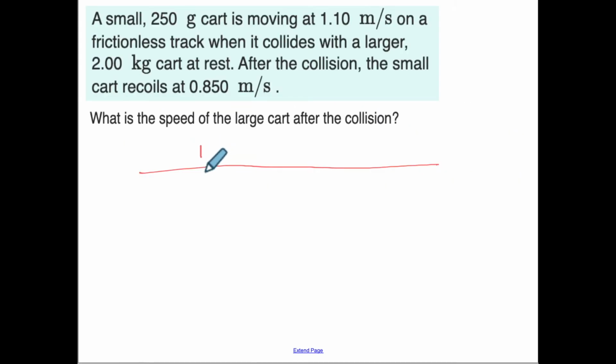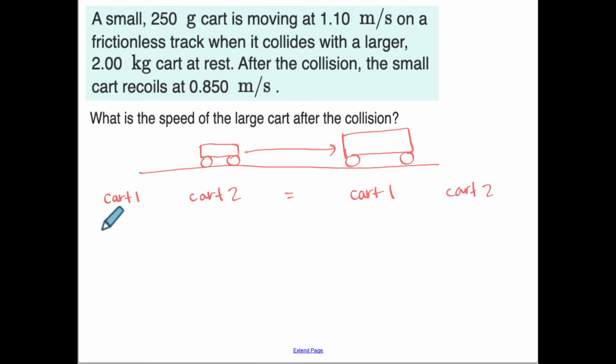In this case, we have this small cart that's going to collide with a bigger cart. Our first object is going to be cart 1, and then we're going to have cart 2, and then on the other side, we're still going to have cart 1 and cart 2. Cart 1 has a mass of 0.25 kilograms, and it's going to have a mass of 0.25 kilograms afterwards, too. Cart 2 has a mass of 2 kilograms, and it's going to have a mass of 2 kilograms afterwards as well. So here we need the velocity of cart 1 to begin with, which is 1.1. The velocity of cart 2, it's at rest, so 0.